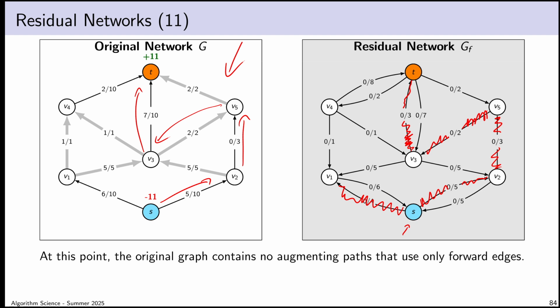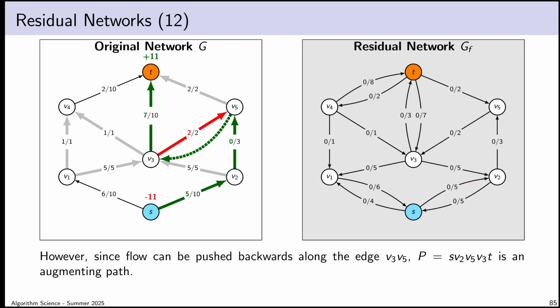If I look at my residual network, I can do 5 units there, 3 units there, 2 units there, and 3 units there. So the bottleneck is this one. It looks like I can perform an augmentation where I push 2 more units of flow along the routing that I've found. And that would basically exhaust this. I would be sending all of the units of flow from V3 to V5. I'd be sending all of them back.